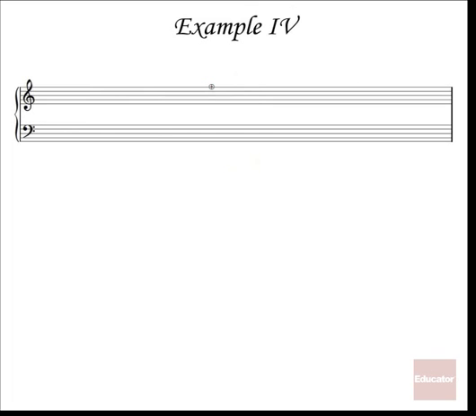And for the last example, let's say we are given a passage that already has some non-harmonic tones in it, and we are asked to analyze them. So let's say we have this here. So something like this, and then moving to 2/6.